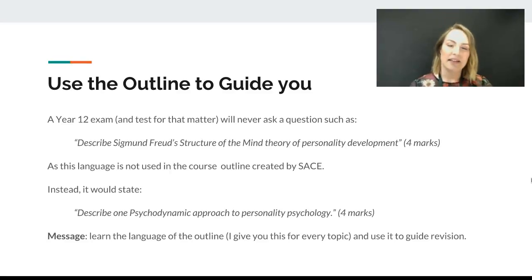Okay, language of S.E.X.y. This is that outline that I've given you at the start of the year and also for every topic broken down. Okay, and this is what I was talking about when I said that tests are purposefully vague. You will never be asked a question as specific as, describe this person's particular theory on this very specific idea. Okay, it's always going to use the language of S.E.X.y. So instead of that question you can see on the screen, it's going to be something like, describe one psychodynamic approach to personality psychology, because that is what is in the outline.